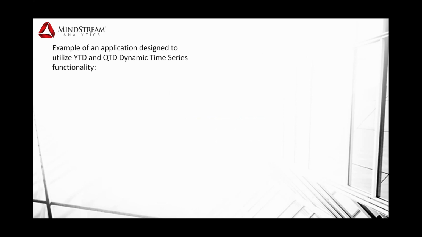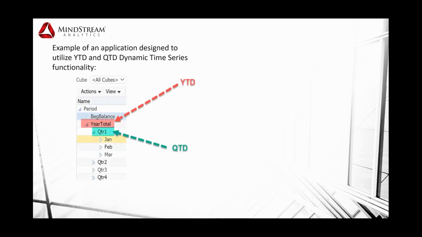An example of an application designed to utilize year-to-date and quarter-to-date dynamic time series functionality will have your year total as the period, and then you will see there are subtotals, so to speak, of the quarters. So you'll see that there are 4 quarters and then the corresponding months underneath those quarters.